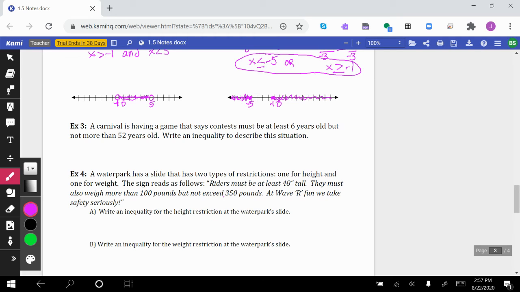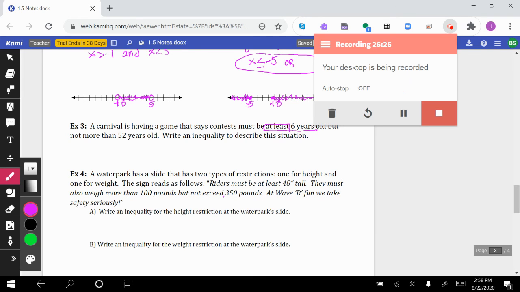Okay, so first I'm going to annotate my problem. So I'm going to annotate at least 6 years old. Okay, that at least tells me that it's a case where we're going to have either less than or equal to or greater than or equal to, because it includes that 6 years old.